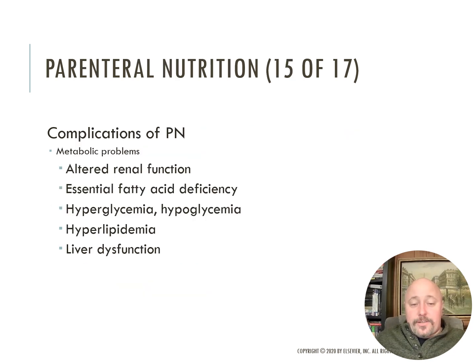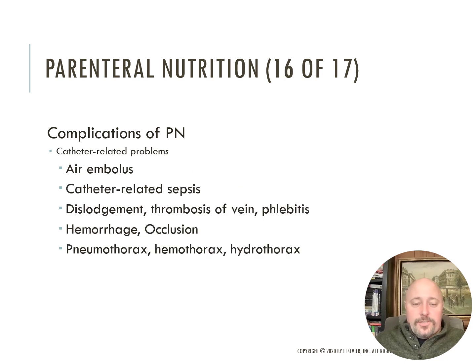Other complications of PN include metabolic problems such as altered renal function, essential fatty acid deficiency, hyperglycemia, hypoglycemia, hyperlipidemia, and liver dysfunction. Patients are also at increased risk for an air embolus, catheter-related sepsis, dislodgement, thrombosis of vein, phlebitis, hemorrhage, occlusion, pneumothorax, hemothorax, or hydrothorax.